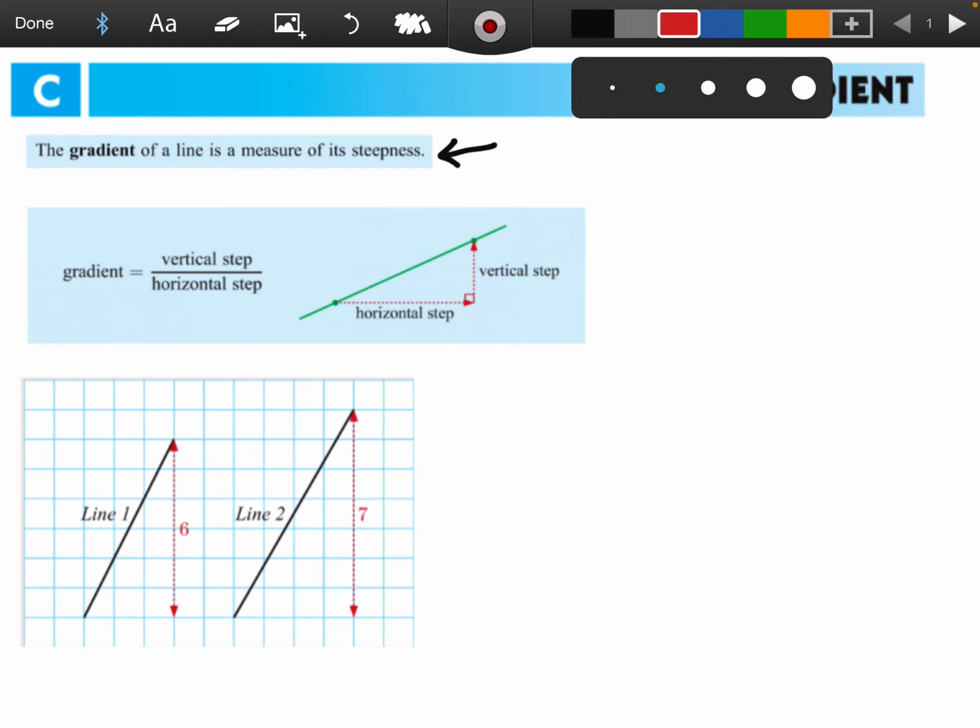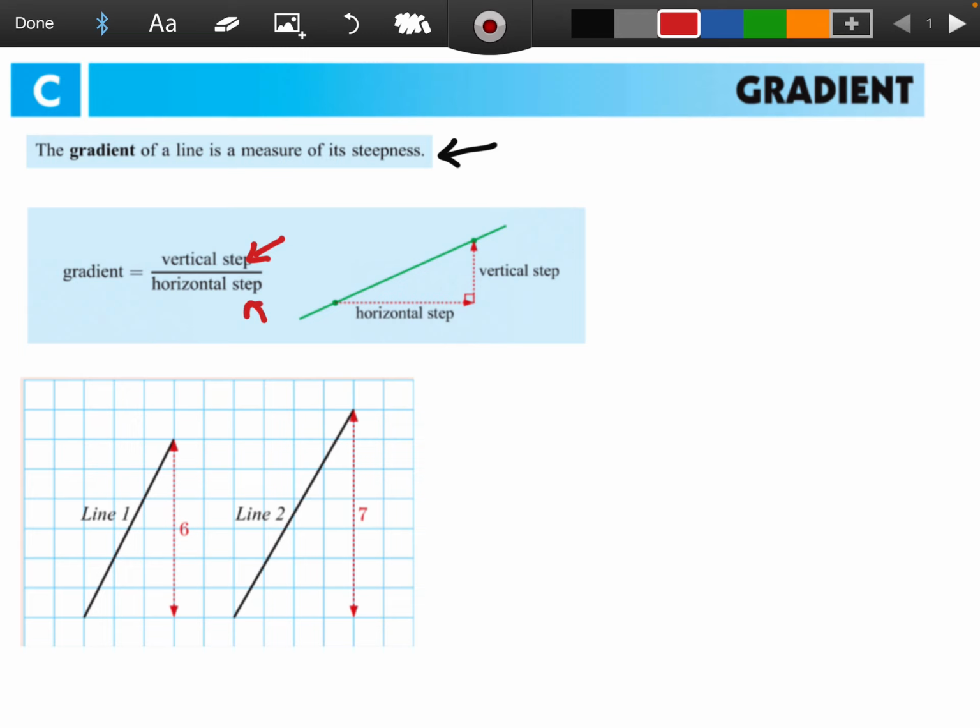Gradient is usually a fraction, but it can be a whole number. It's always reduced to lowest terms. So if it can be reduced to a whole number, it will be, but it will never be made into a decimal. That's really important. So: a fraction, in lowest terms, that may or may not end up being a whole number. It's made up of two numbers, the vertical step of a line and the horizontal step.